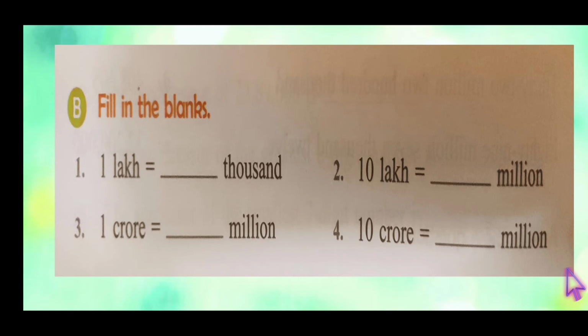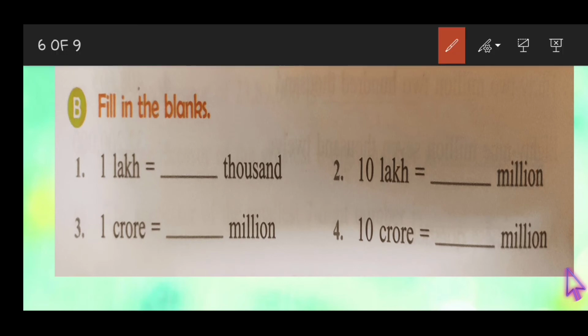Now let's see the next section, B. Fill in the blanks. The first one is 1 lakh is equal to dash thousand. Students, just now we have learnt the relationship between the Indian and international place value chart. So we know that 1 lakh is equal to 100,000. So let's write that. You can do the remaining sums by yourself by looking at the relationship between the Indian and international place value chart.